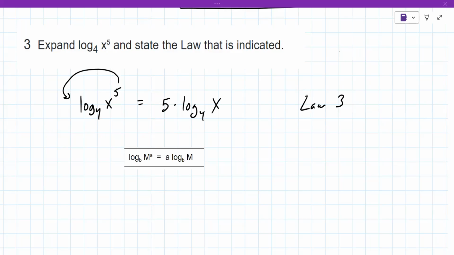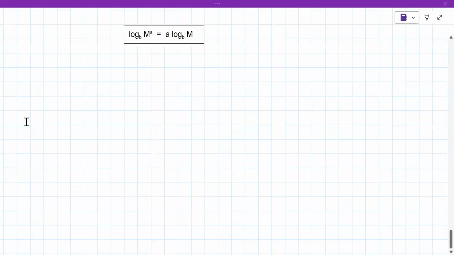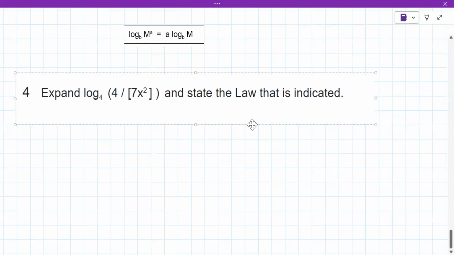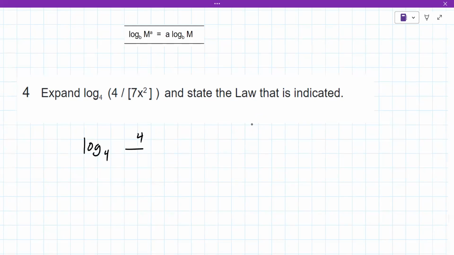All right. So number 4 is probably the real one, the one you might see on a test or quiz, because it incorporates multiple laws. It's got a few simplifications along the way and potential for some sign errors. So let's take a look here. We're going to slightly rewrite this: 4 divided by 7x squared. Okay, that's our first step. Notice that there's a quotient inside parentheses.